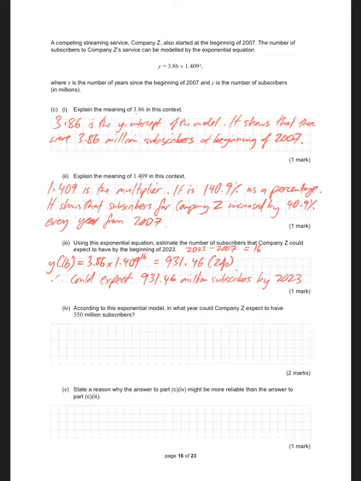According to this exponential model, in what year could company Z expect to have 350 million subscribers? You're trying to solve the equation 350 equals 3.86 times 1.409 to the power of x. We can't solve that algebraically at this level of maths, so we graph it instead. Graph the left-hand side into y1, and the right-hand side into y2, 3.86 times 1.409 to the power of x. Clear the old graphs from previous exams, and set the zoom to standard so I start fresh.